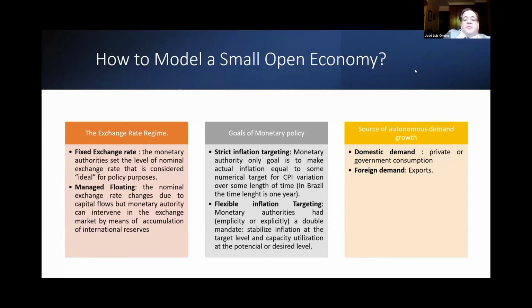Finally, the last issue, which for post-Keynesian economists is particularly relevant, is the source of autonomous demand growth. We have basically two sources: domestic demand, that can be private or government consumption, which I think is the most preferred source of autonomous demand growth for Fabio Freitas and the people of the Sraffian supermultiplier, or foreign demand, which means exports, which is the preferable source of autonomous demand growth for the new developmentalist Brazilian school of thought.